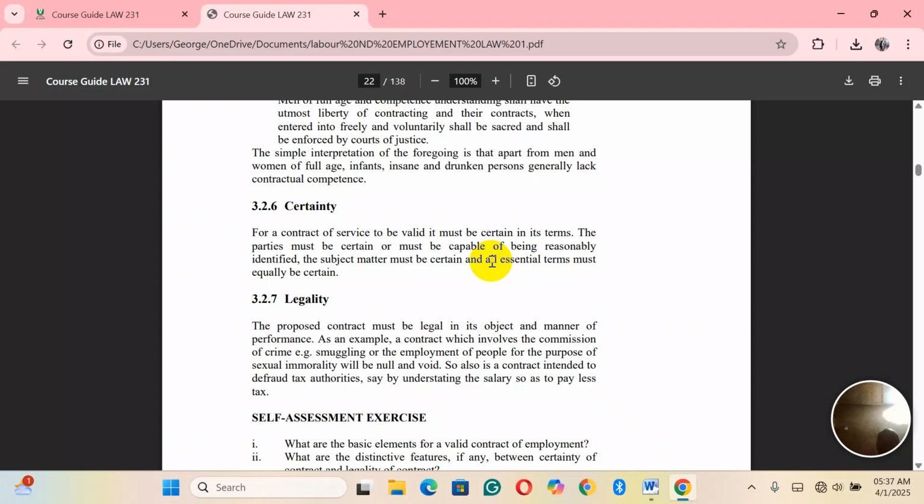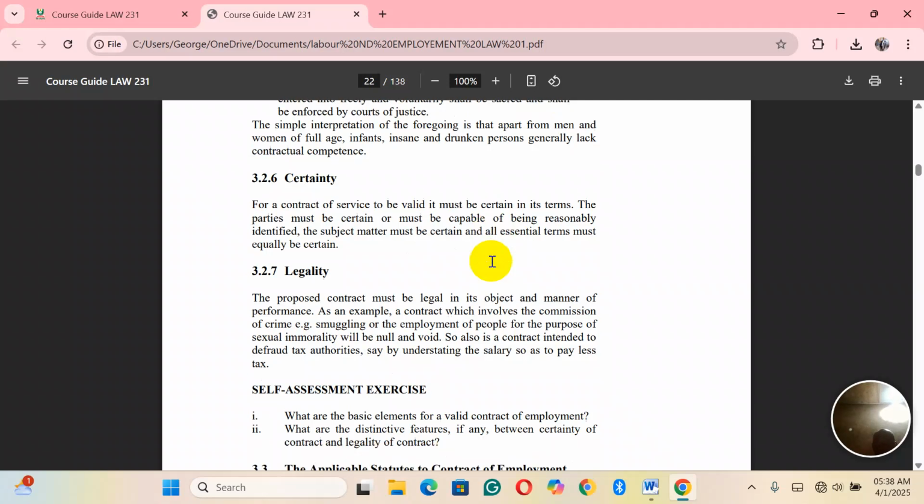Then legality. The proposed contract must be legal in its object and manner of performance. As an example, a contract which involves the commission of a crime, for example smuggling or employment of people for the purpose of sexual immorality, will be null and void. So also a contract that intends to defraud the tax authority, say by understating the salary so as to pay less tax. All this needs to be considered.